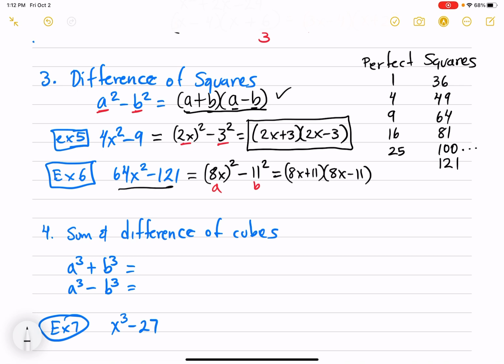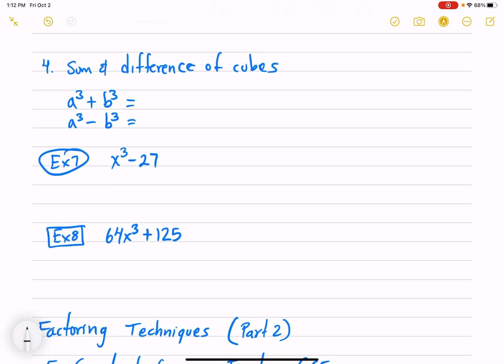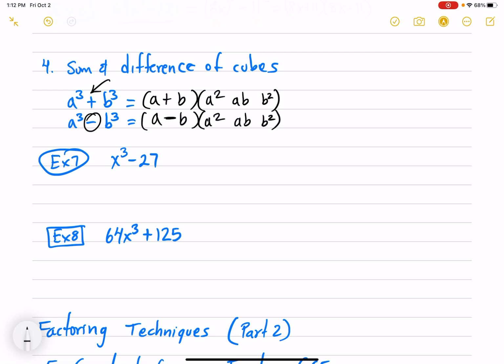Let's move into the fourth type of factoring. This one actually requires some memorization, so you have to memorize the sum and difference of cubes formula for factoring. Please notice that I'm going to write the same formula, and in this formula, notice how the sign in the first parenthesis follows the original sign. So there's a plus here, we put a plus here. This is a minus, we put a minus here.